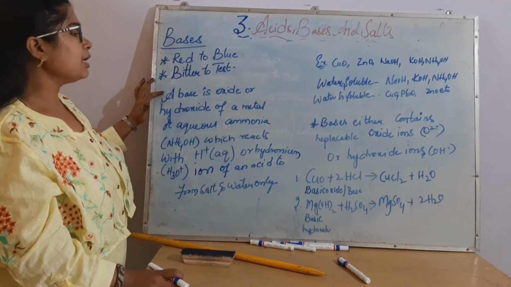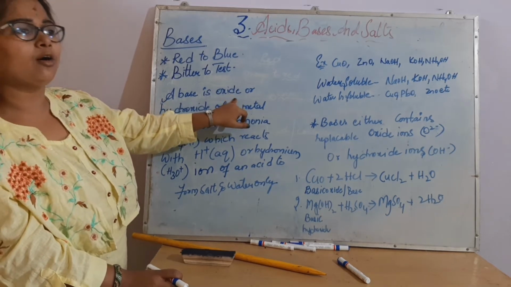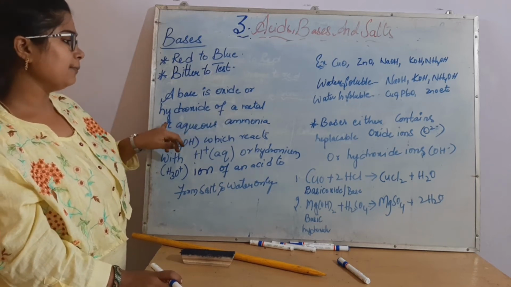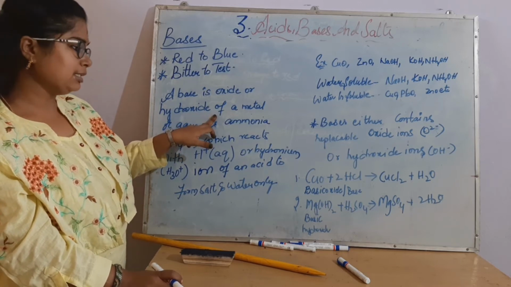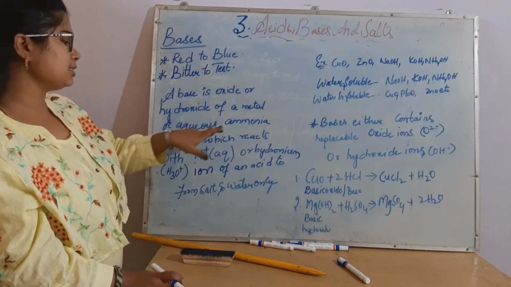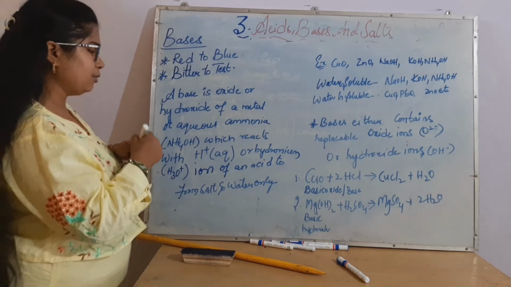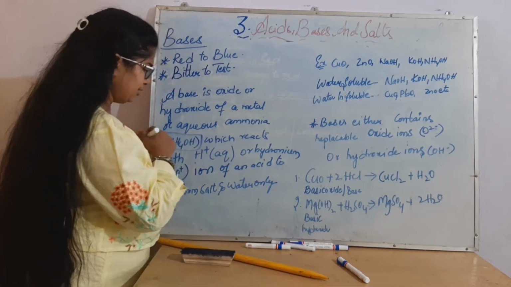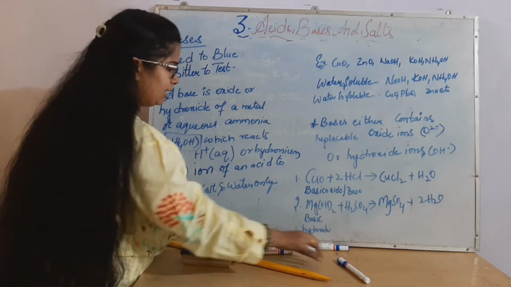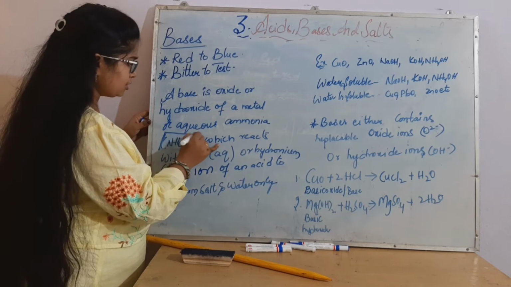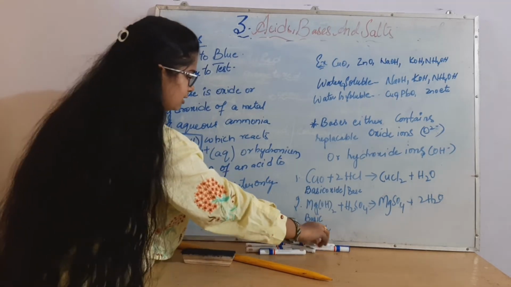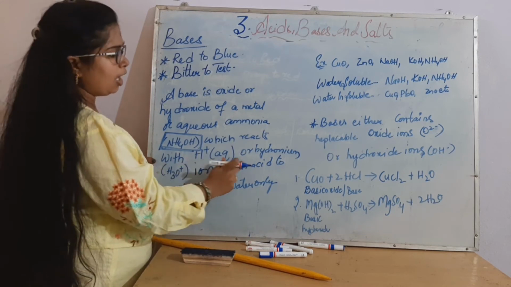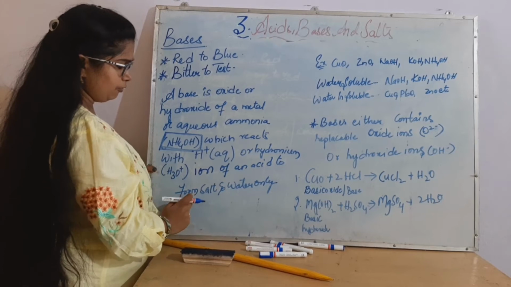And a base is an oxide, like copper oxide, zinc oxide, or a hydroxide of a metal, like sodium hydroxide, KOH, NaOH, isn't it? Or aqueous ammonia, NH4OH. Aqueous is something different from liquid, isn't it? If a solute is added to the solution, then it becomes an aqueous solution. A base reacts with the H plus or hydronium ion of an acid to form salt and water only.